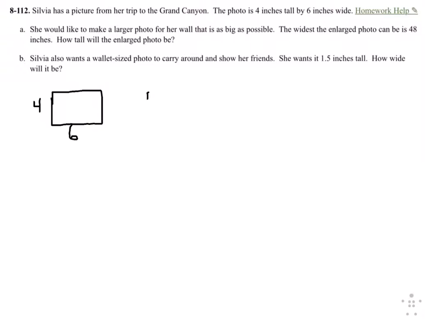is 48, right? So the widest it can be, right? So clearly that's like that, right? Not drawn to scale, of course, but okay. So this is 48, right? So now they're saying how tall will it be?